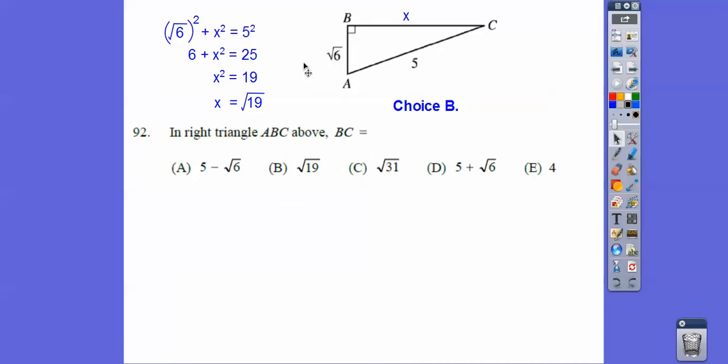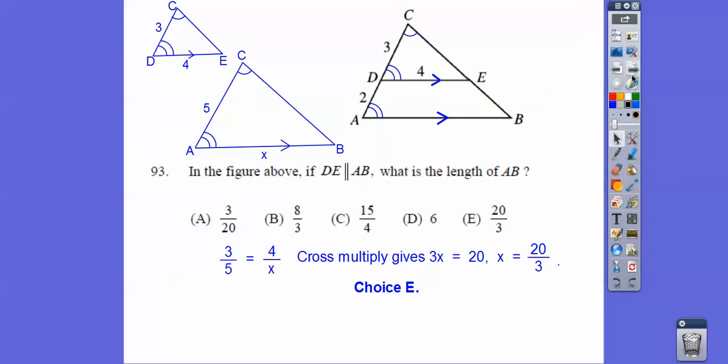All right, Pythagorean theorem, okay? So with the Pythagorean theorem, root 6 squared is 6. When you subtract, you get 19, so it's the square root of 19, choice B, okay?